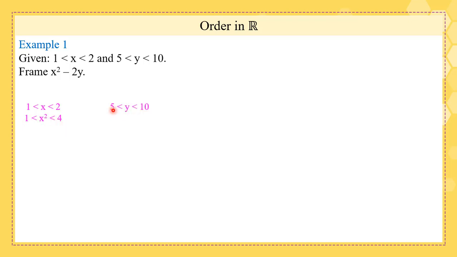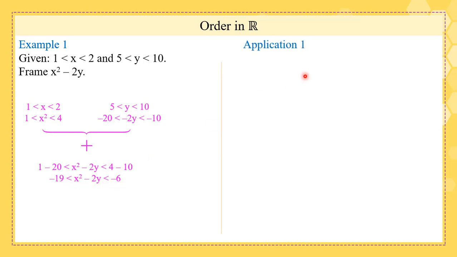Now, if y is between 5 and 10, we multiply by negative 2, so we have to flip the boundaries. It becomes negative 20 and negative 10. And by now, we have x squared and minus 2y. We add them together, we can add. So if we add, we get x squared minus 2y is between 1 minus 20 and 4 minus 10. And finally, x squared minus 2y is bounded between negative 19 and negative 6.